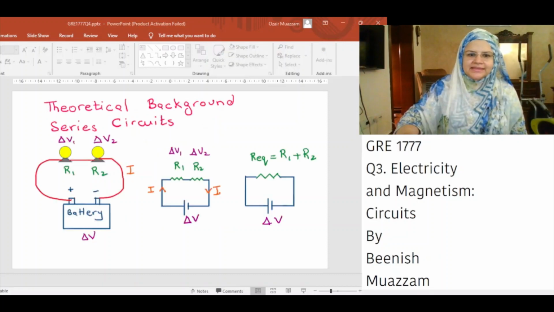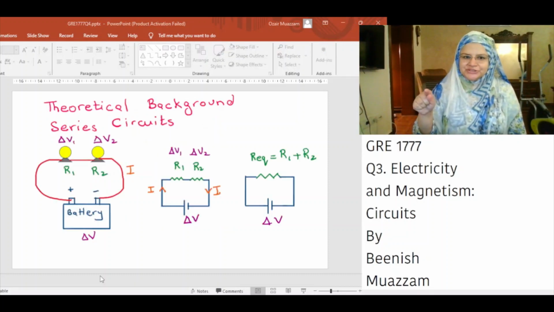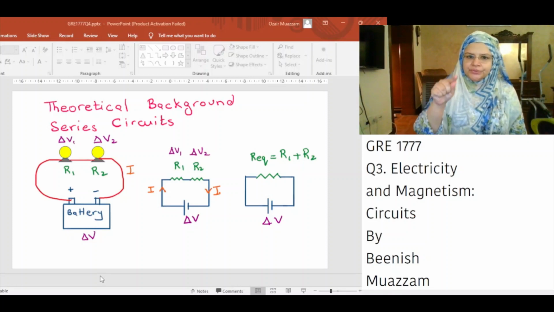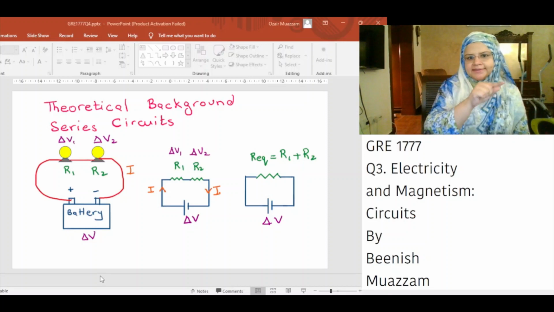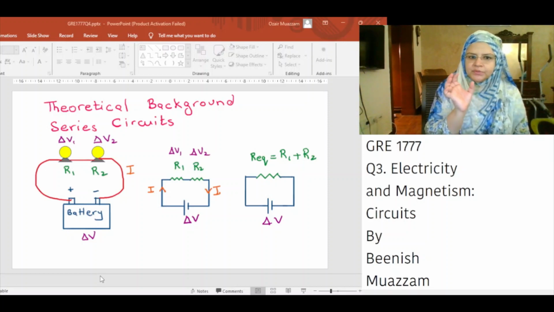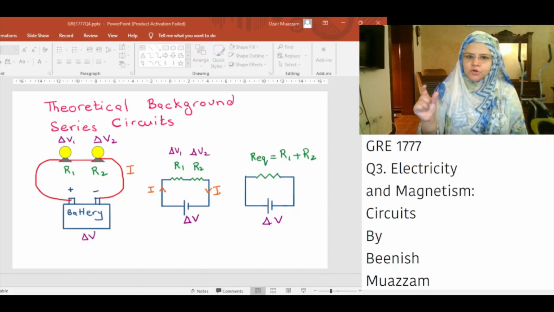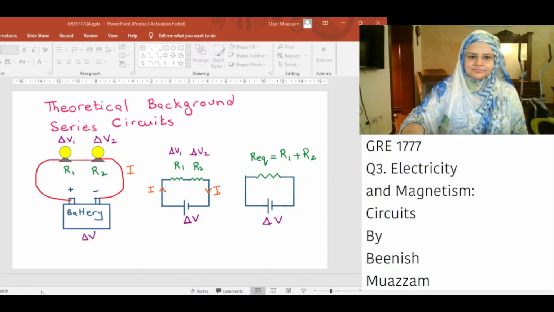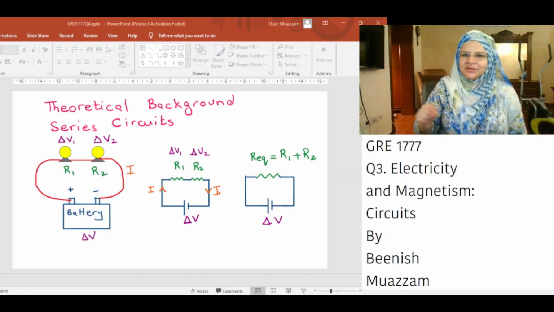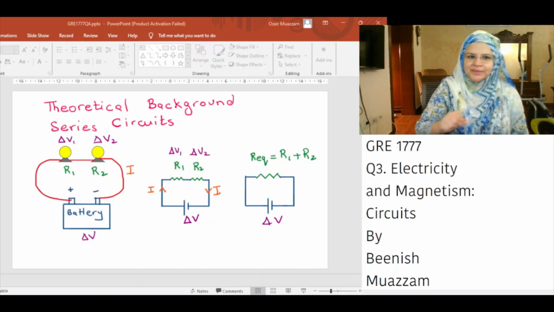Theoretical background: series circuit. In a series connection, if an amount of charge Q exits resistor R1, charge Q must also enter resistor R2, otherwise charge will accumulate on the wire between the resistors. The potential difference applied across a series combination of resistors divides between the resistors. Therefore, the current in the series circuit remains the same.